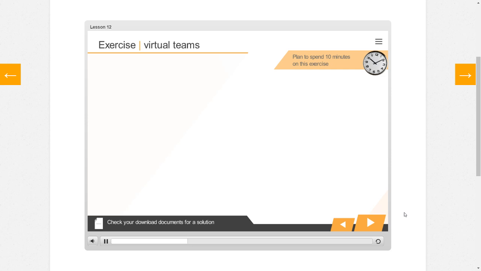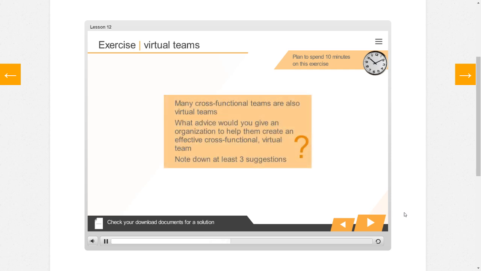We've been discussing how to make cross-functional teams more effective when they span the SIAM layers. In many organizations, these teams are also virtual teams. In other words, they don't work in the same office or spend any time face-to-face with each other. What advice would you give an organization to try and help them create an effective team that is both virtual and crosses the SIAM layers? Make a note of at least 3 suggestions you would give.